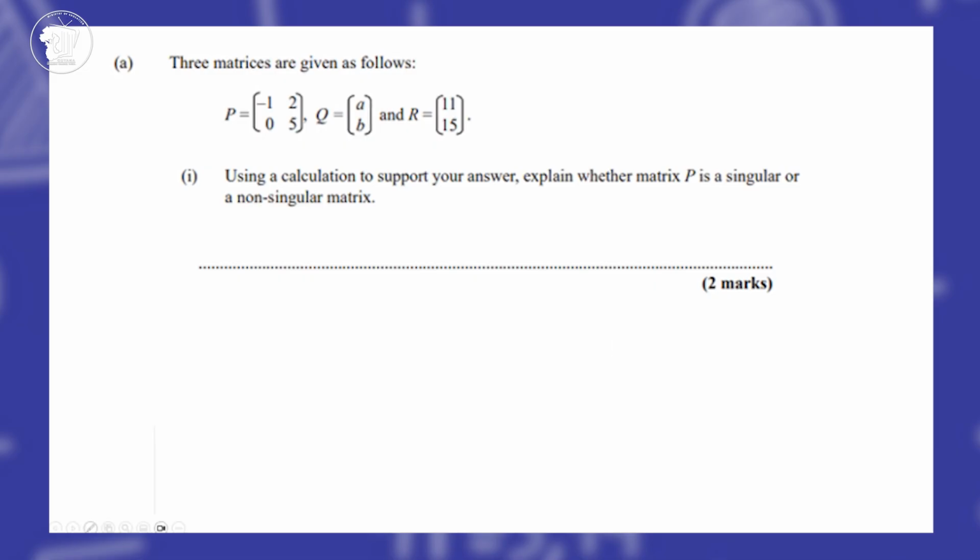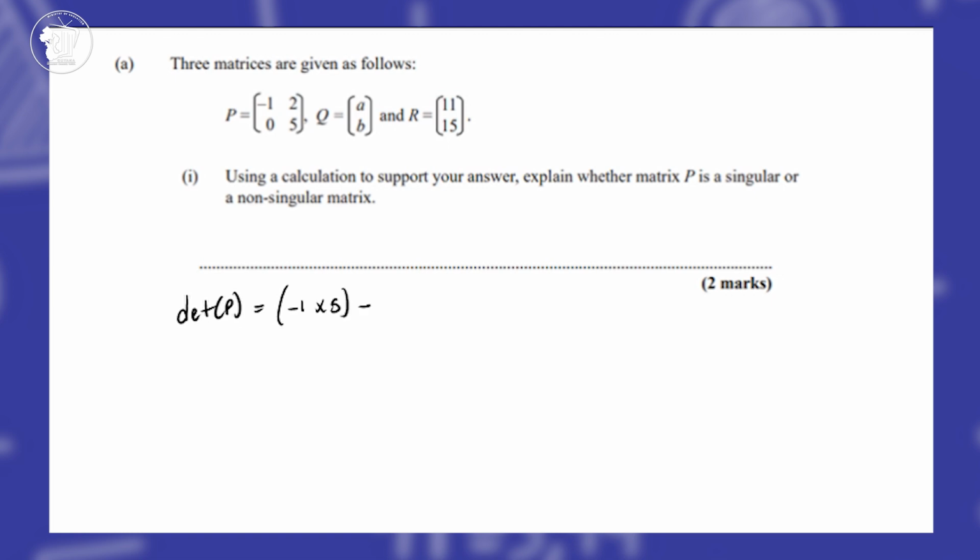So in order for matrix P to be singular, then matrix P must have a determinant of 0. So we find the determinant of P, and if it is 0, that means it's singular. So let's go. The determinant will be -1 multiplied by 5, subtract 2 multiplied by 0. So -1 times 5 would be -5. Subtract 2 times 0 is 0. Hence this will be -5.